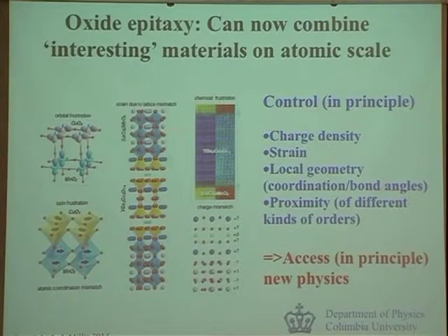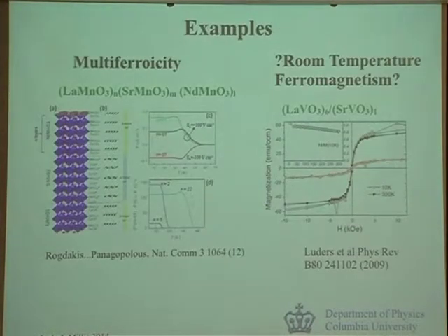And the basic point of all this is simply that one is, from an experimental point of view, getting to the point where one can make one layer of one material, one layer of another, another layer of a third, and therefore one can control the chemical composition and structure, and therefore also other parameters including strain and local geometry to a much higher degree than one could previously. And this will give one, in principle at least, access to new physics.